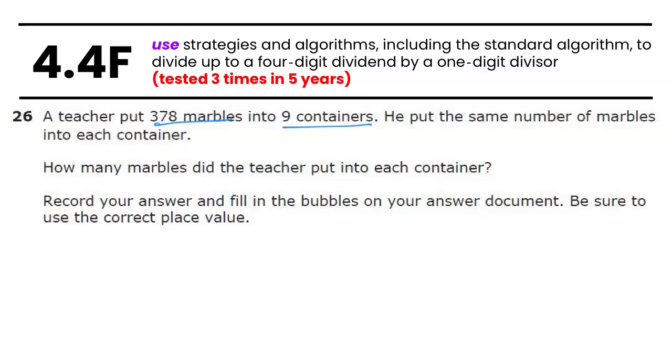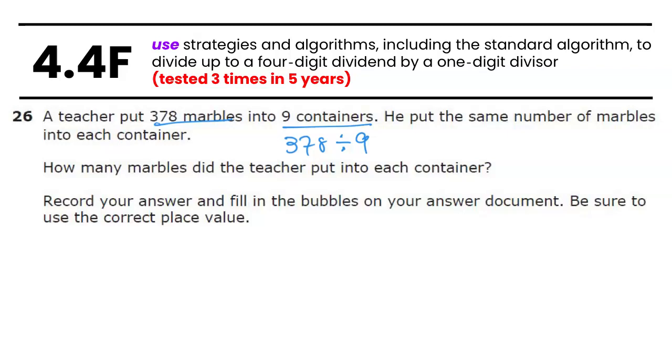into each container. Before students begin solving the problem, they need to have a discussion about what operation will be used in order to answer this question. We are trying to put 378 marbles into 9 containers, putting the same number into each container. And so we're trying to distribute the 378 into 9 groups. And so this is a division problem. Students need to be able to read it, comprehend it, and then make the decision that this is in fact division. And so we are trying to solve the problem 378 divided by 9.